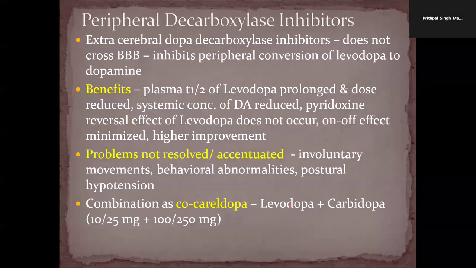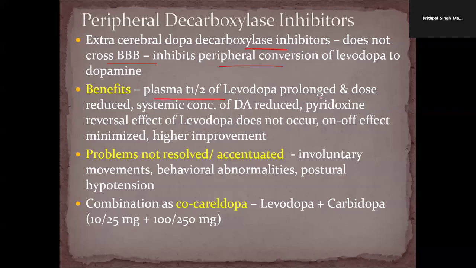So what is the utility of dopa decarboxylase inhibitors? We talk about carbidopa and benserazide. These are extracerebral dopa decarboxylase inhibitors. They do not cross the blood-brain barrier, and so they inhibit the peripheral conversion of levodopa.